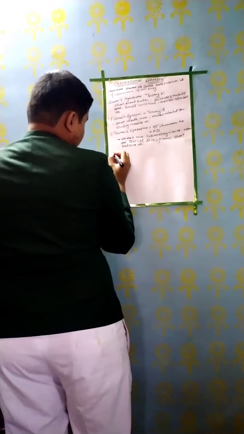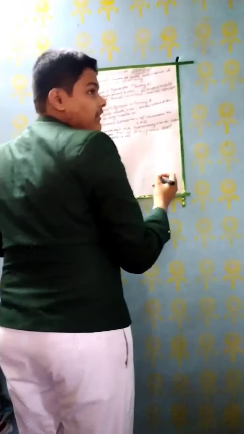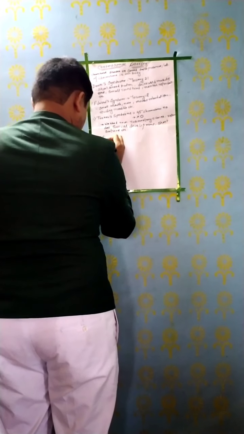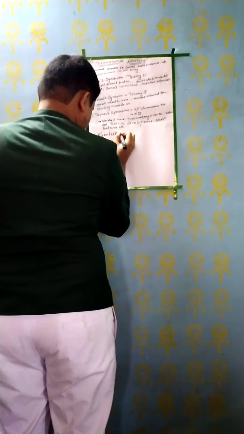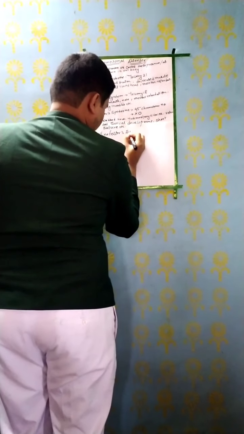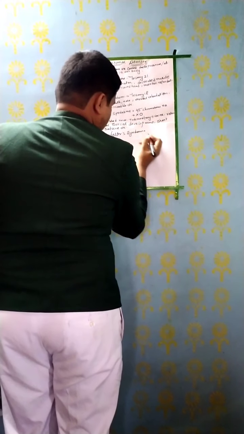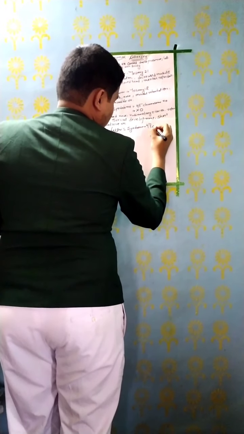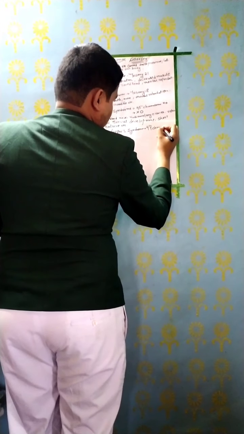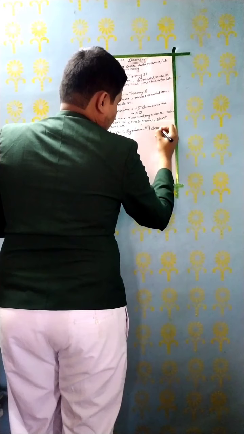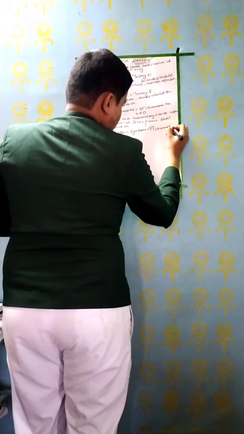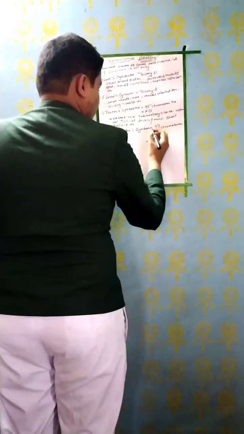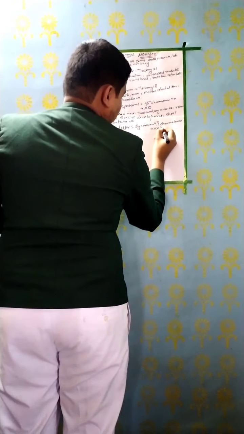Now let me come to Klinefelter syndrome. Klinefelter syndrome, we have an extra chromosome. Here there is 47 number of chromosomes. Here the structure is somewhat XXY.